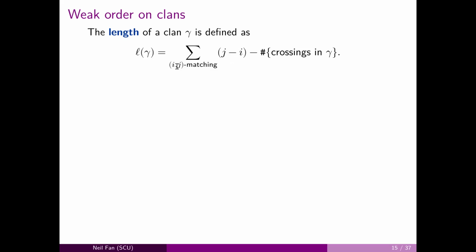So the length of gamma is the sum of the distances of the arcs. For example, if there is an arc between I and J in the matching, this is the distance of the arc, minus the number of crossings in gamma. So this is the length of gamma.